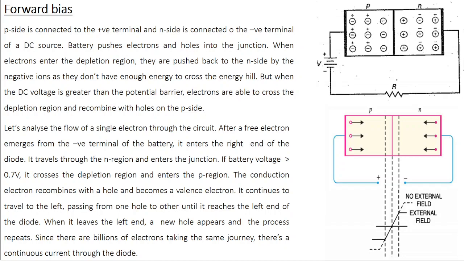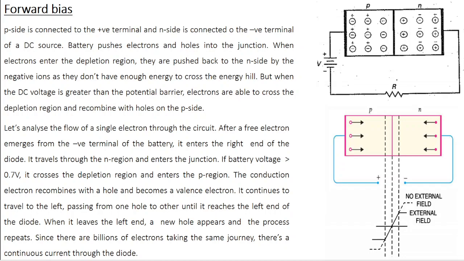If you want to have current across the PN junction, you need to provide additional energy to the free charges. This process of providing external energy is known as biasing the PN junction. There are two types of biases: forward bias and reverse bias. Let's first talk about forward biasing. Here, the P side of the diode is connected to the positive terminal of the battery and the N side is connected to the negative terminal of the battery.